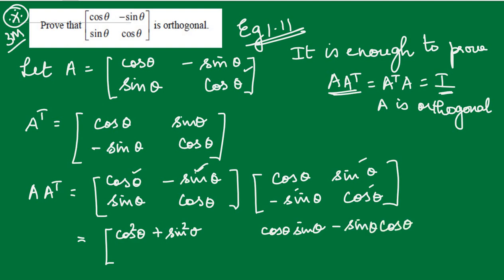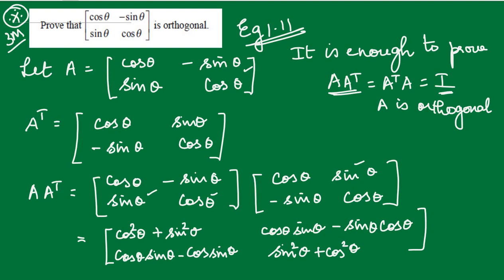Next we multiply the second row and the first column elements. So the second row, sin theta cos theta plus cos theta of minus sin theta, gives us again cos theta sin theta minus cos theta sin theta. Next the second row, second column elements: sin theta into sin theta, sin square theta, cos theta into cos theta, cos square theta.